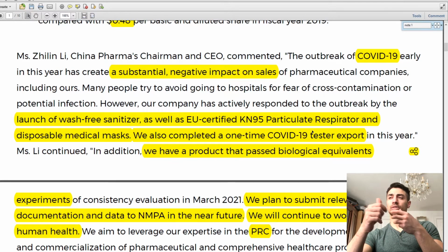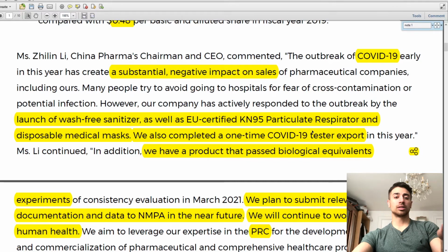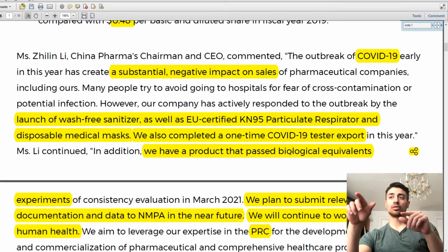It gave them like 1.7 million or something extra revenue, and that made their decreased normal revenue equivalent to last year's revenue. So then now they also did a product that passed biological equivalence experiments. That just means they did an experiment and then in reality, it had the same effect. And that is biological equivalence. So then we plan to submit relevant documentation data to NMPA in the near future.